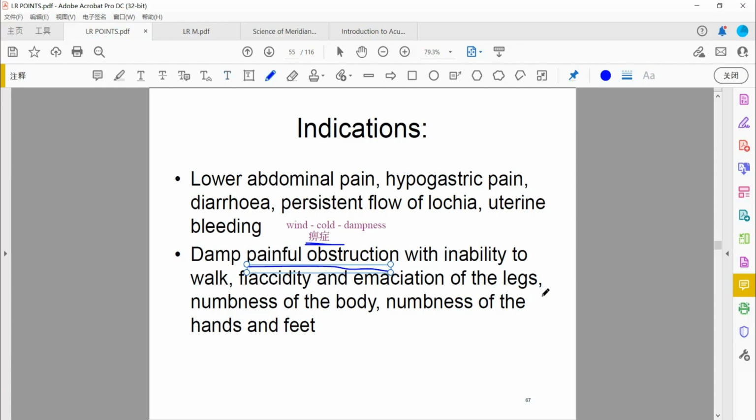Flaccidity and emaciation of the leg. So this one, flaccidity and emaciation of the leg, we call atrophy. Right, atrophy.